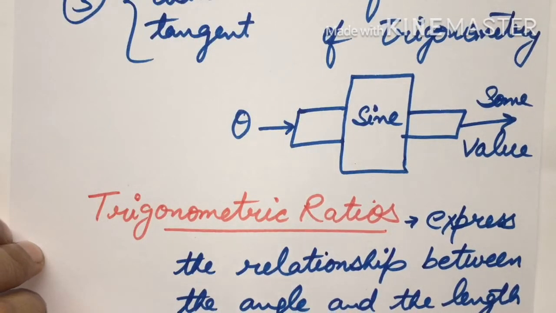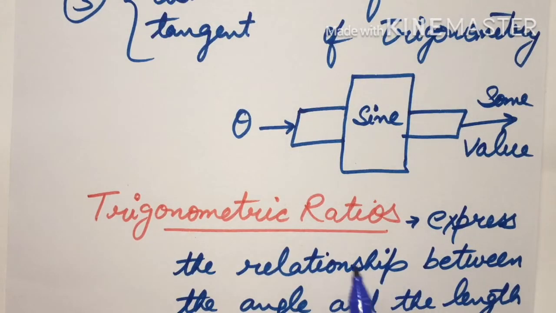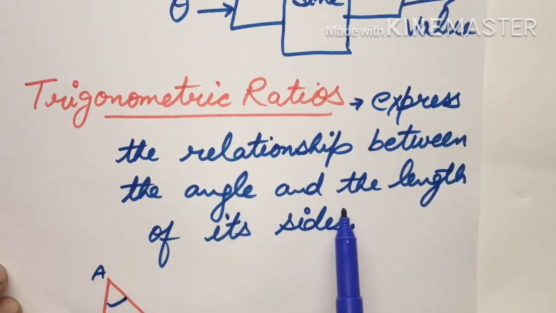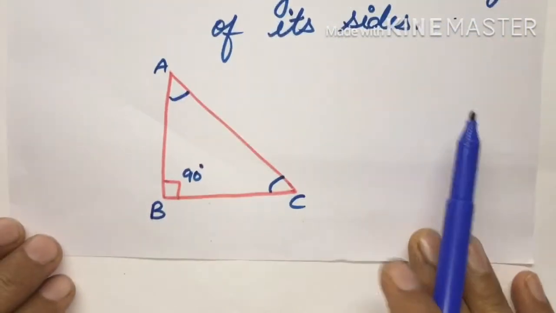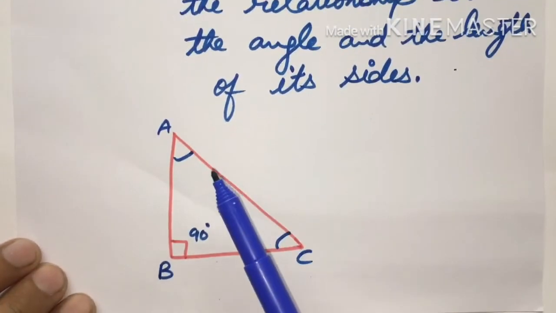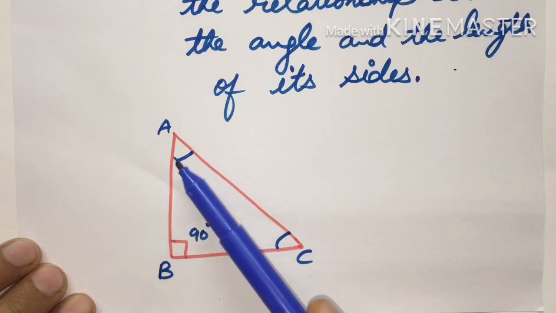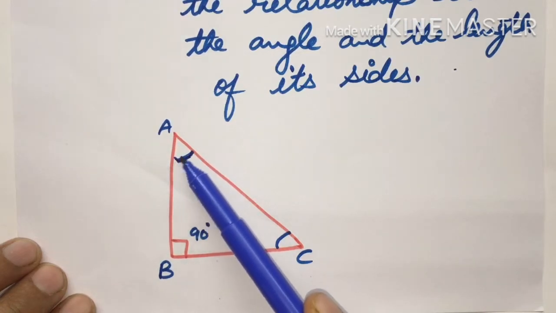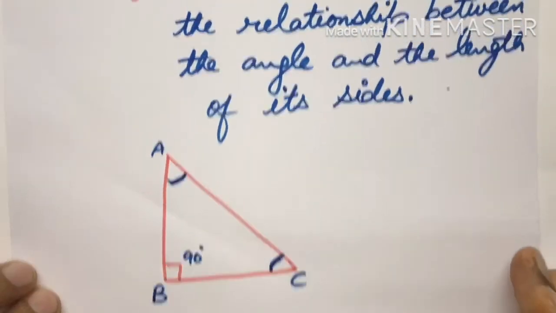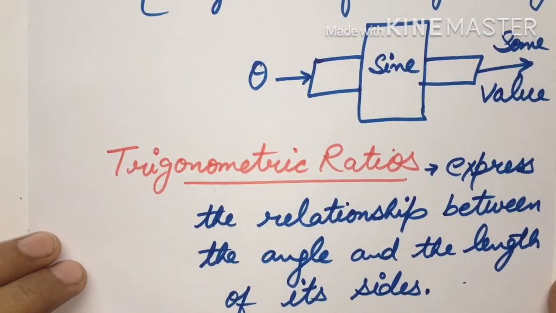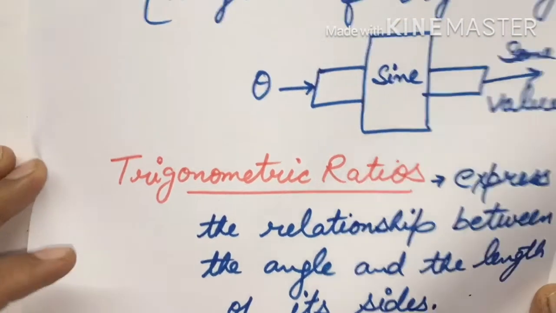After trigonometric functions, trigonometric ratios are there. But what is a trigonometric ratio? A trigonometric ratio expresses the relationship between the angle and the length of its sides. Like this is a triangle. With the help of trigonometric ratios, we can express the relation between the angle, suppose this angle A, and its sides. I will tell you two methods to find the trigonometric ratios one by one.